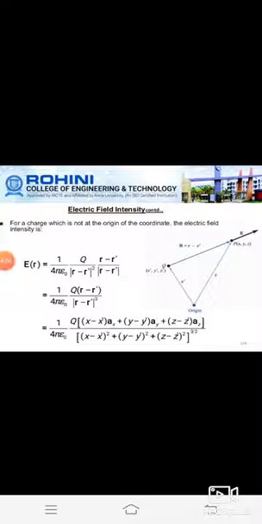Then if you place this test charge here, it should be small enough so that the electric field intensity which we measure will not get disturbed.